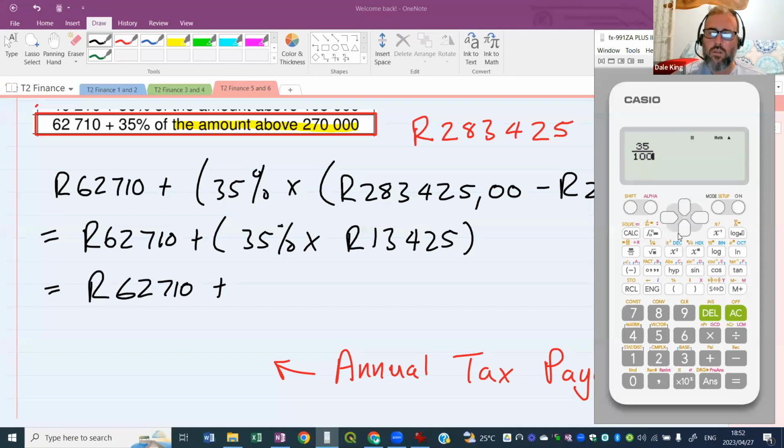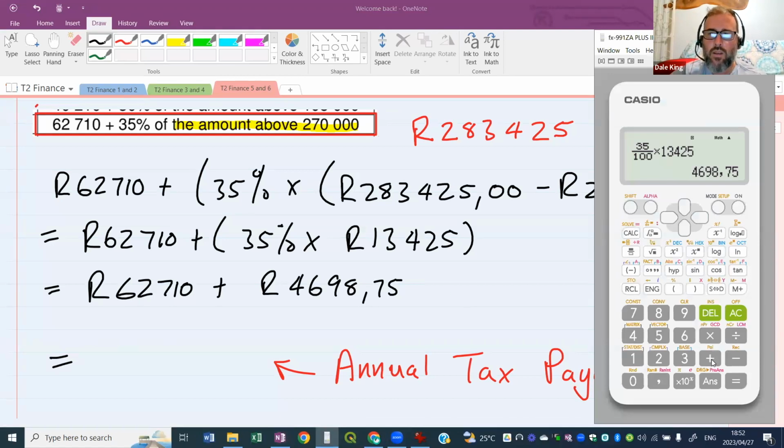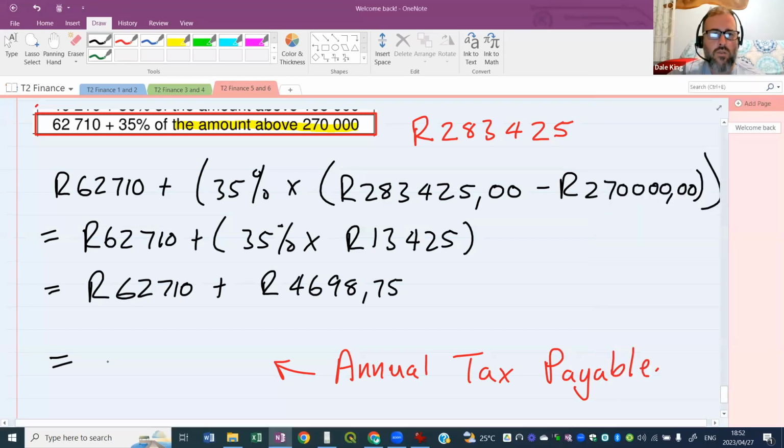35% of 13,425. That works out to be 4,698.75. Now I just add these up. I just need to take that and add it to 62,710. And this is the answer I get: 67,408.75.